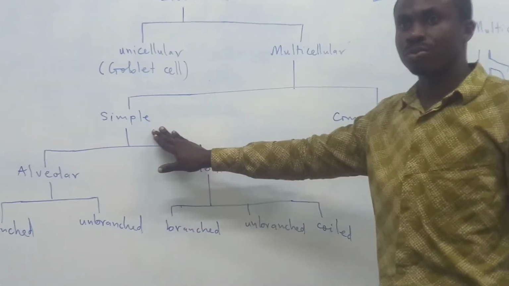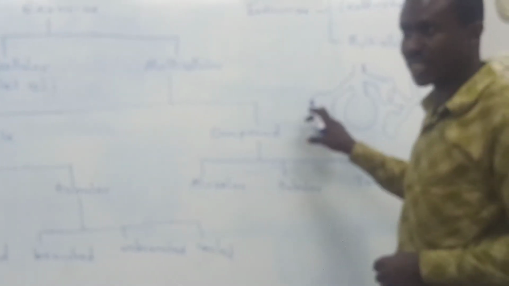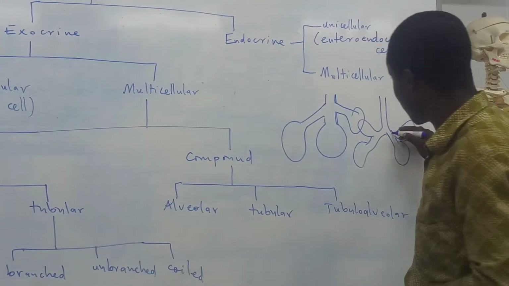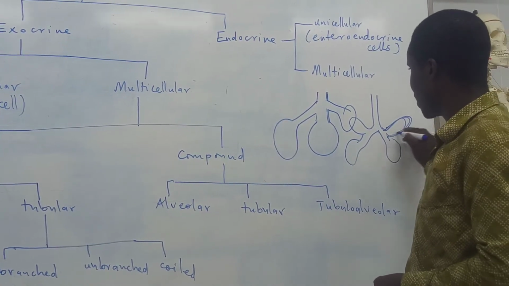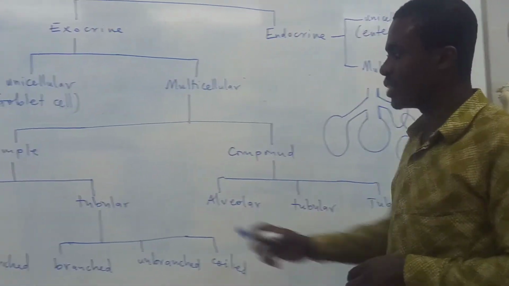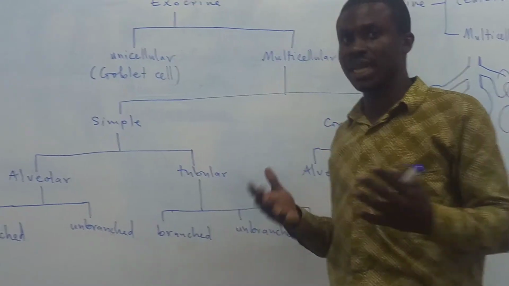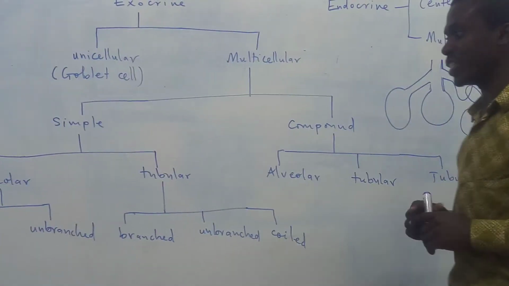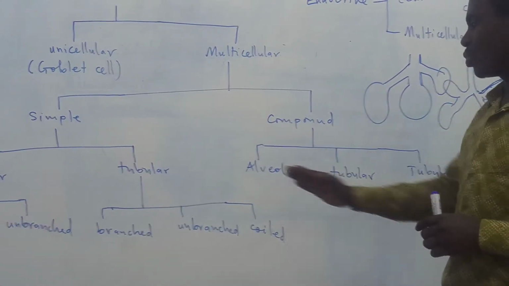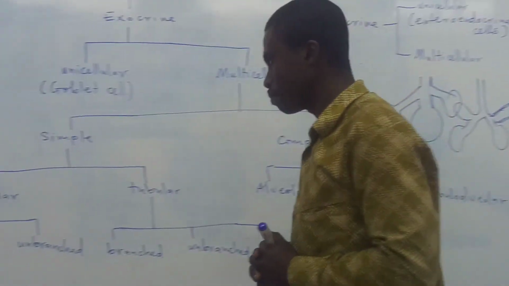Now, if it is simple, we have to look at the nature of the secretory units. What is the shape of the secretory units? Is it going to have a sac-like appearance, or a columnar shaped appearance, which we call tubular? If it's tubular shaped, we say it's tubular. But if it's sac-like, we say it's alveolar or acinar. So these are the situations. Whether simple or compound, you have to look at the nature of the secretory units.